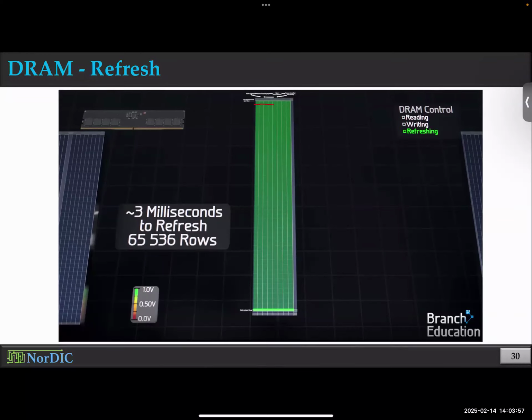Okay, and when it comes to refreshing the entire memory, like the entire array, yes, one row takes 50 nanoseconds, but to refresh all the rows, it takes about a few milliseconds, which is an unbelievably long time in chip design standard. Okay, and that's why you, yes.